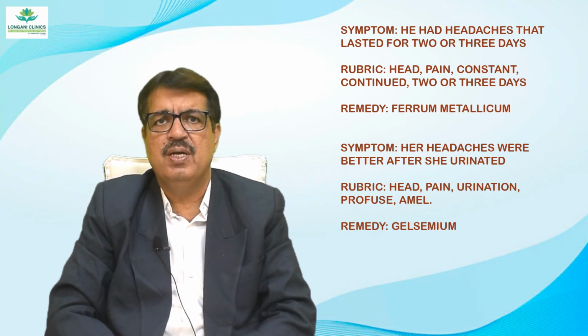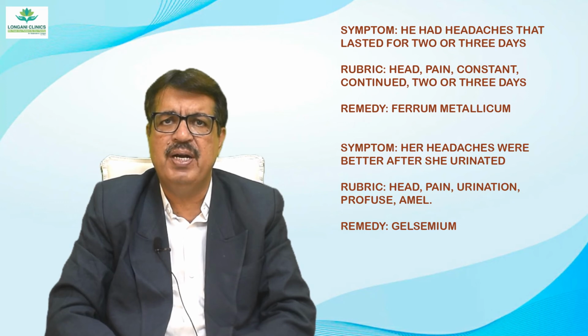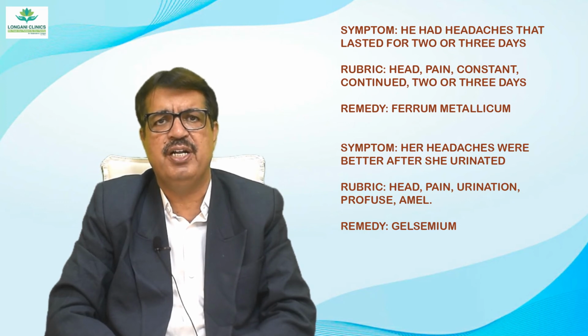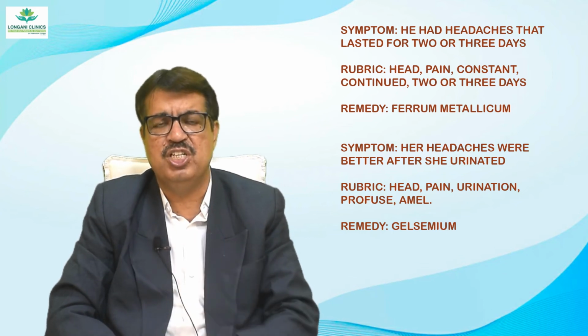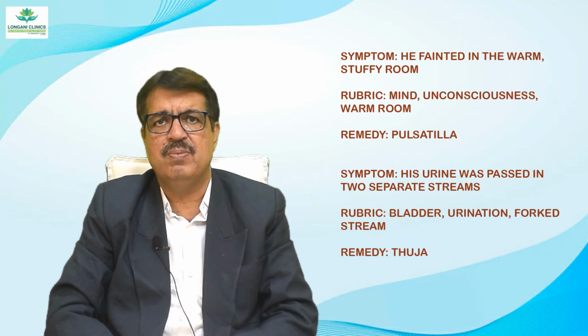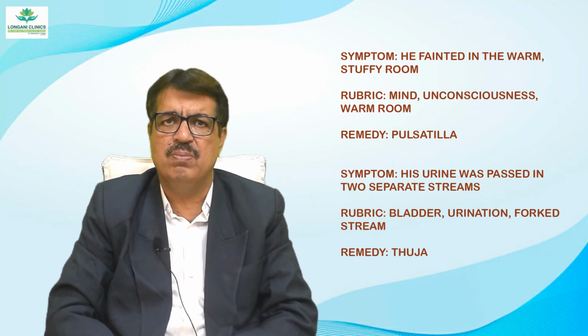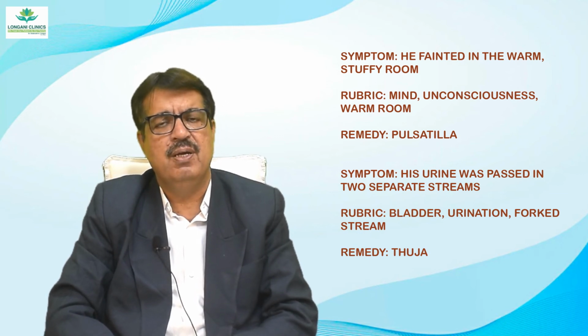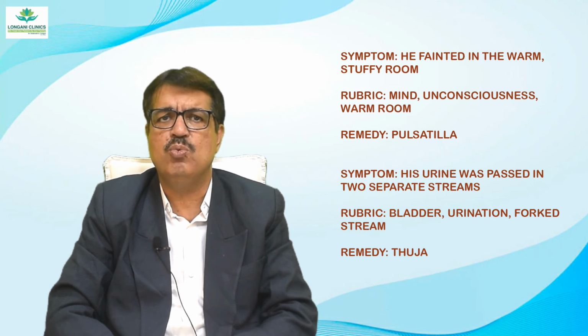Next symptom: her headaches were better after she urinated. The rubric: head, pain, urination, profuse, amelioration. The medicine is gelsemium. Next symptom: he fainted in the warm, stuffy room. The rubric: mind, unconsciousness, warm room.